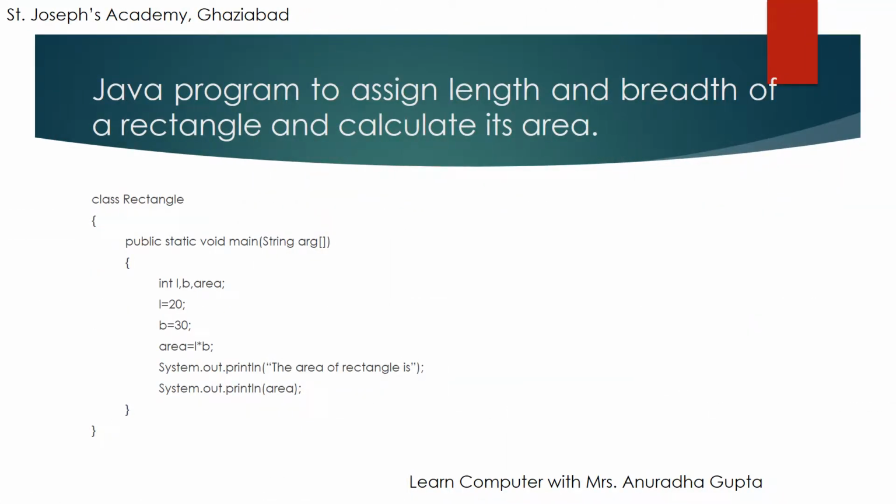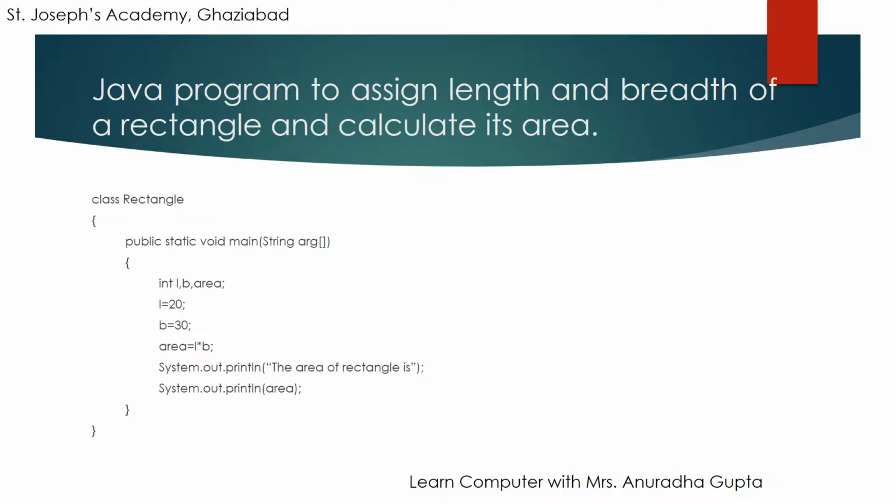Let's come to one more Java program. Here we are assigning the length and the breadth of a rectangle and calculating its area, and then the area we display in the output. Let's start with the program. Here in the first four lines, that remains the same. Only the class name is different, because the class name will go according to our program. So here the class name is rectangle.